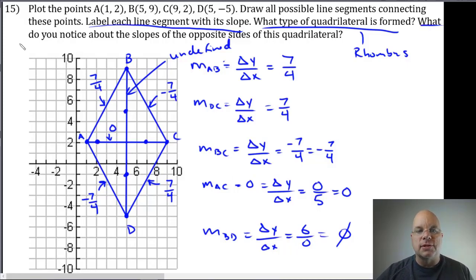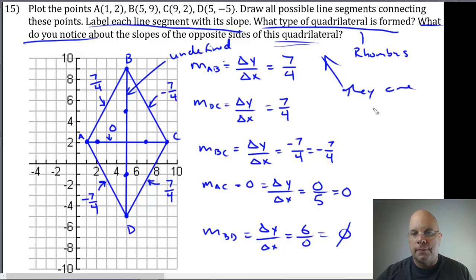What do you notice about the slopes of the opposite sides of the quadrilateral? They're equal. Because they're parallel.